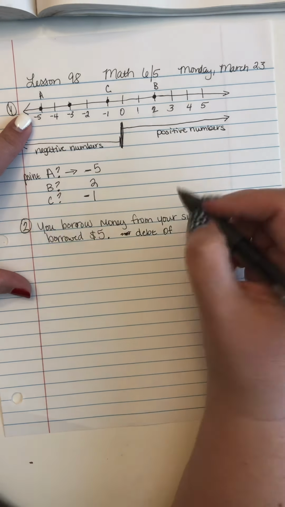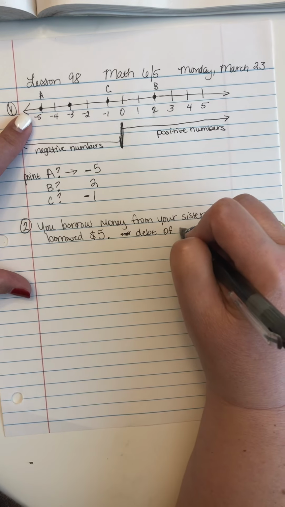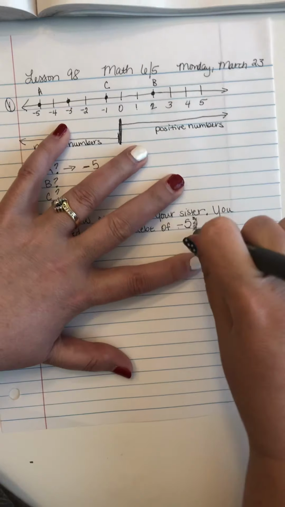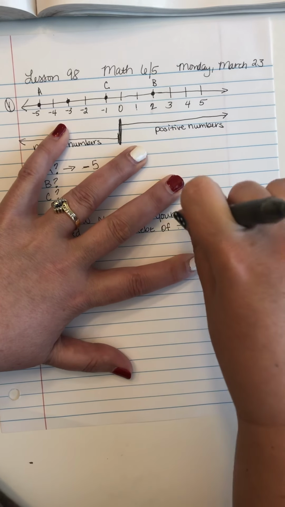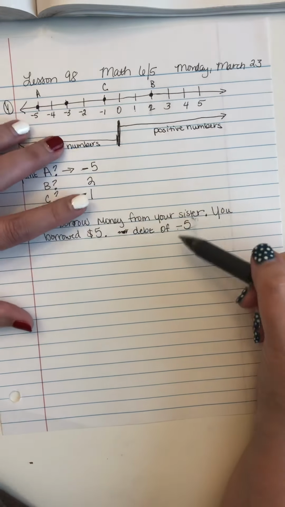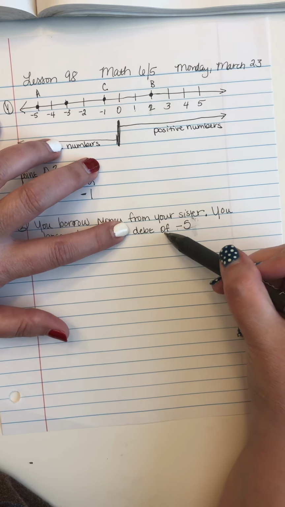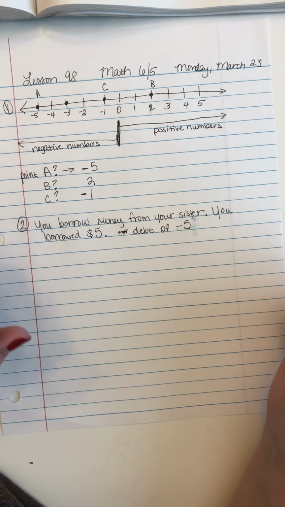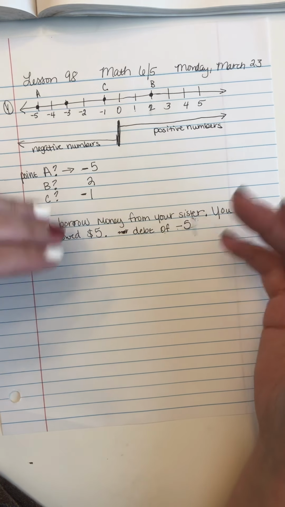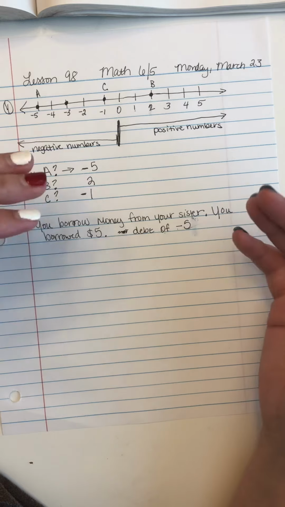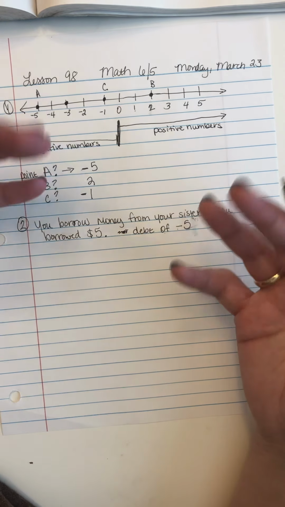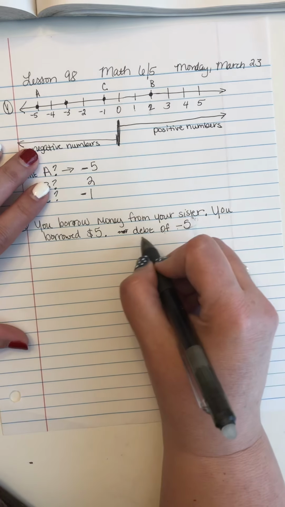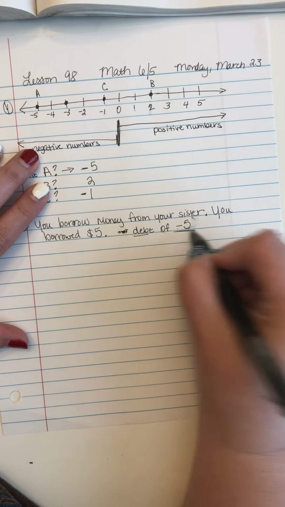So you have a debt of -5. I'm not trying to confuse you with the parentheses. So you have a debt of -5. You have a debt of -$5, basically. You owe your sister $5 that you did not have. So when you borrow money that you did not have, it becomes a debt in the amount of what you've borrowed.